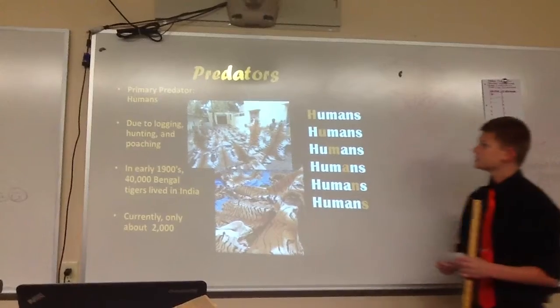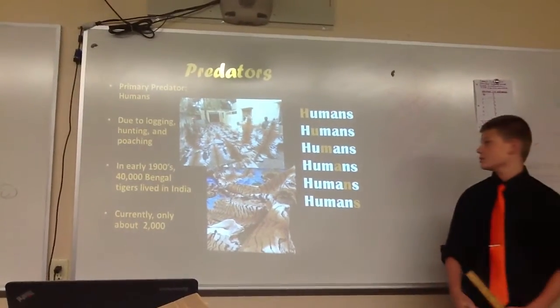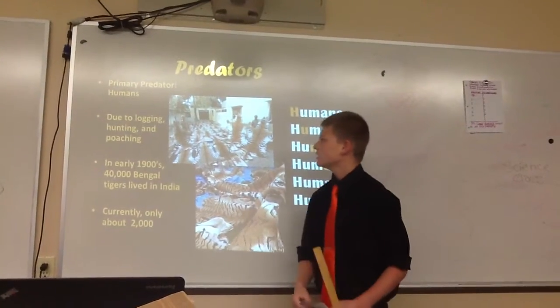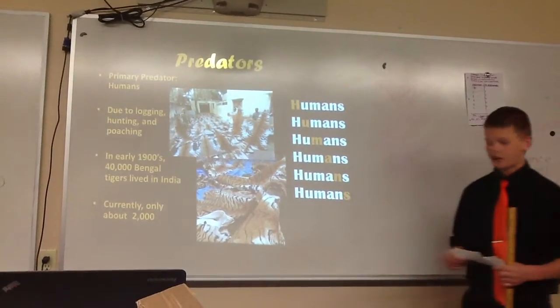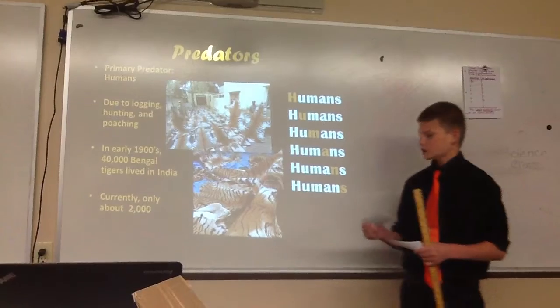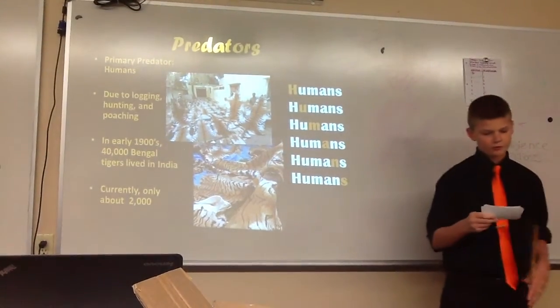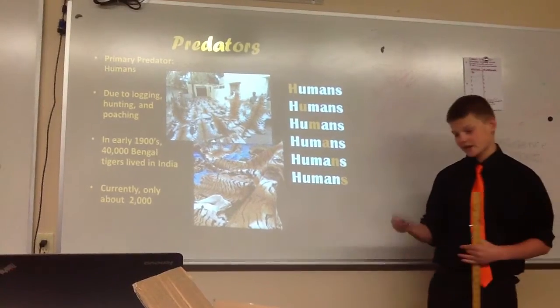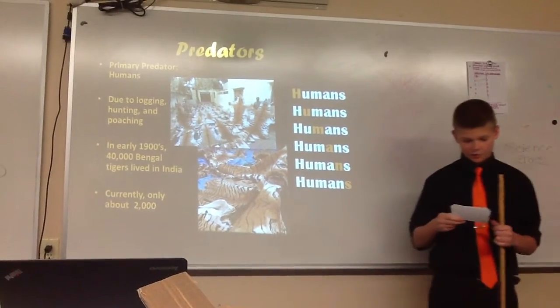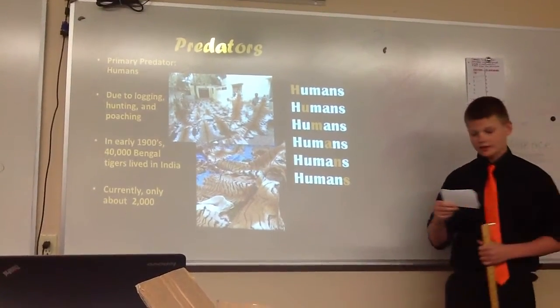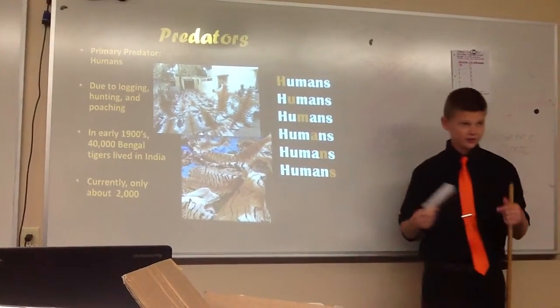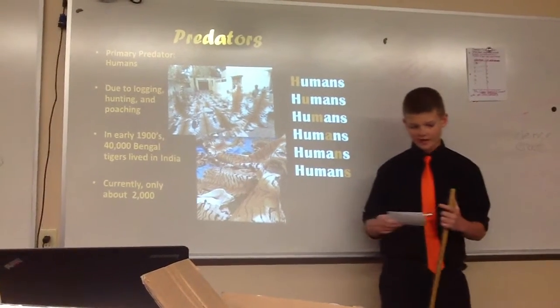Predators. As you can see, the only predator is human. See here, and all these pictures have humans in them and humans in that. Humans, what they do is they log, they hunt, and they poach. So loggers come, or farmers come and expand their land, taking away the Bengal tiger's habitat. Hunters kill the tiger's prey, taking away their food. And lastly, poachers hunt the tiger itself, and they take its fur and sell it on the black market.